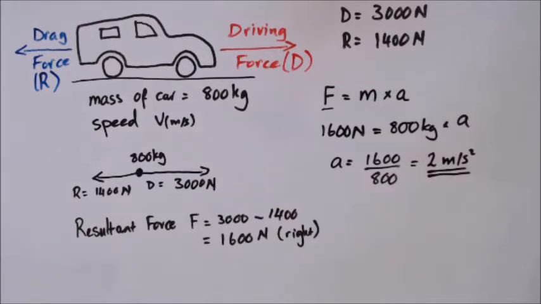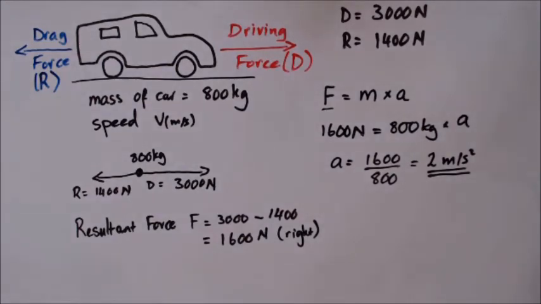Every second, its velocity will increase towards the right by 2 meters per second. So if it was initially moving at 10 meters per second, 1 second later it's moving at 12 meters per second, another second later it's moving at 14 meters per second, etc.